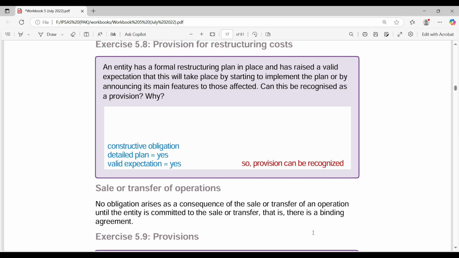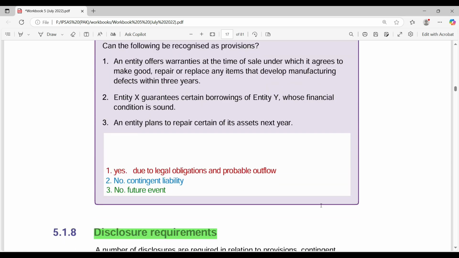See an example. An entity has a formal restructuring plan in place and has raised a valid expectation that this will take place by starting to implement the plan or by announcing its main features to those affected. Can this be recognized as a valid provision? Why? Let's see whether it is a constructive obligation. Yes, because there is a detailed plan. Whether it is a valid expectation. Yes, as we see. Now, the provision can be recognized in the financial statement with a reliable estimated amount.